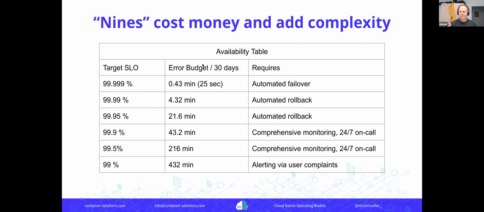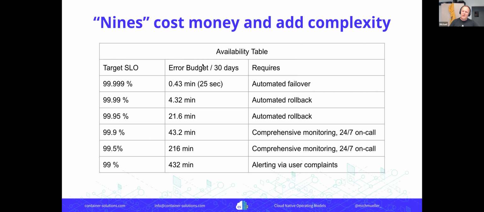The first two parts, more or less everyone knows, that's basically 99%. You basically almost have 6.5 hours to do something until you are below this SLO. You don't need anything for 99%. You can let your users call you to eventually fix the issue. As soon as you get a bit higher, you start already needing comprehensive monitoring and 24/7.